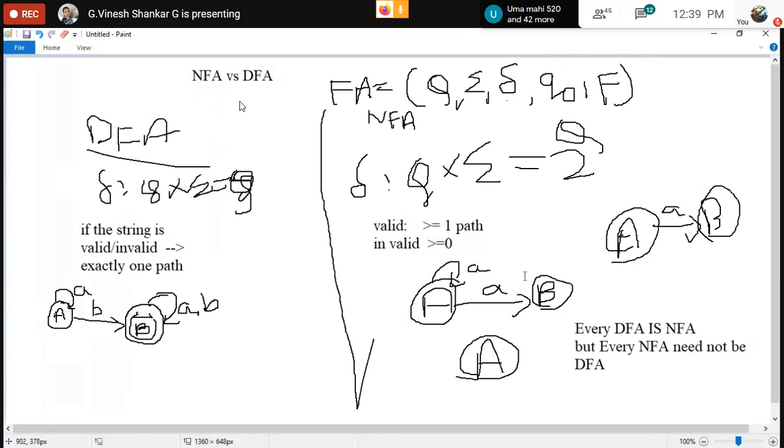But this is an NFA. This is A to A to B. We are having two paths. But DFA will accept only one path. That's why this is NFA but not DFA. Like that you can differentiate. So this is the difference between NFA and DFA.